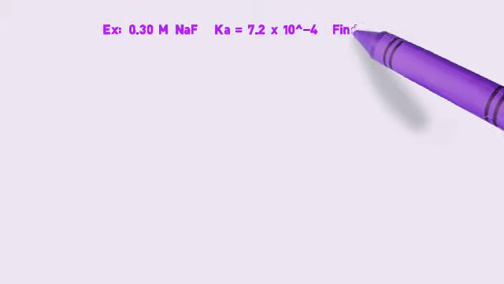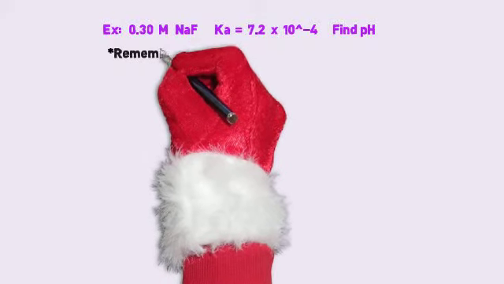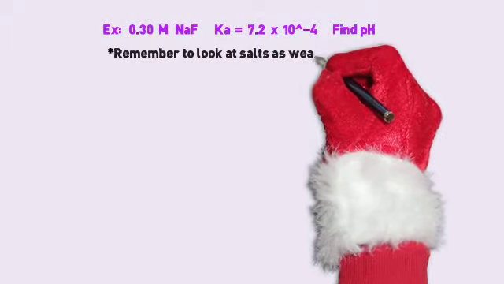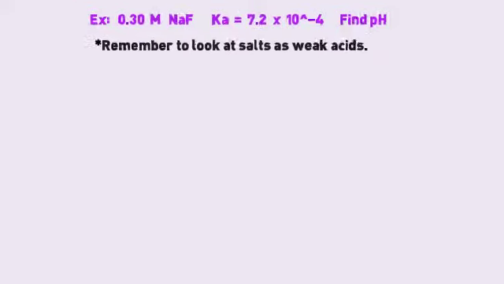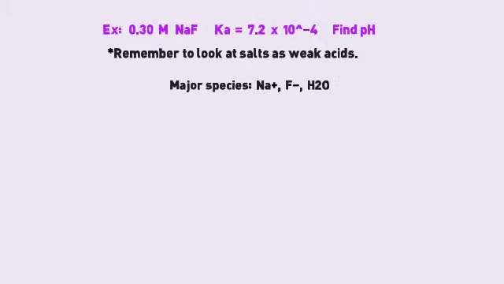This is NaF, and there is the Ka. You need to find the pH of this. Again, identify the major species. Remember to always look at salts, that's a metal with a nonmetal, as weak acids. So NaF you will consider to be like a weak acid. The major species here is Na+, F negative, and H2O, because that comes apart fairly well in water.